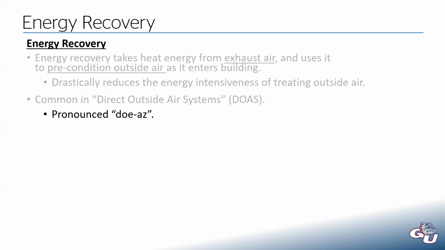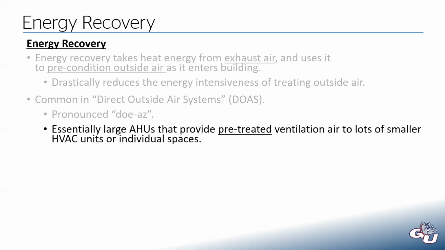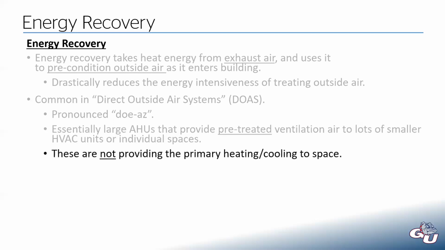So what a DOAS is, it's essentially a large air handling unit, or I guess it could be a small air handling unit as well. No reason it has to be large. And it's going to provide pretreated ventilation air to lots of smaller HVAC units or direct into individual spaces. And the big difference here is a DOAS system is not providing the primary heating and cooling to a space. That'll be done by a separate system, and I'll have a visual to kind of show what that looks like.